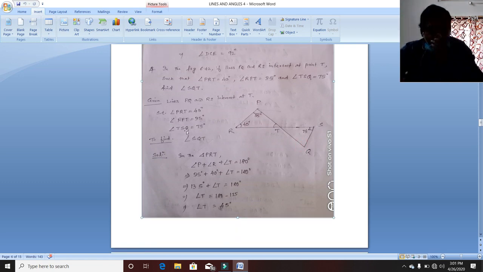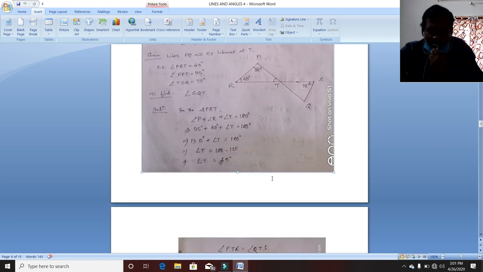So what are the things given that I have written to find this SQT? Now you see, in triangle PRT, the sum of three angles is 180 degrees. Angle P plus angle R plus angle T is 180 degrees. These two values are given. This I have written, and from this I calculated the value of angle T as 45 degrees.